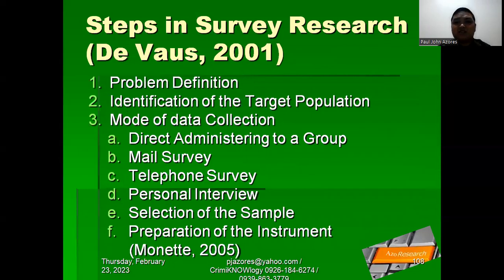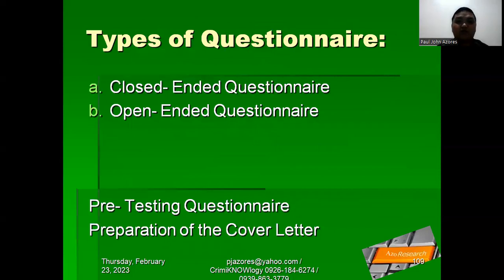And now the steps in survey research. First, the problem must be defined. After you have defined the problem, you must identify your target population. Then, the mode of data collection. Direct administering to a group. You can mail the survey, telephone survey, personal survey, selection of the sample, then preparation of the instrument. We have two kinds of questionnaire, closed-ended questionnaire and open-ended questionnaire. Ibig sabihin sa open-ended, makakapagbigay ka pa ng sagot mo or statement mo. Then we can have the pre-testing of the questionnaire and then preparation of the cover letter.